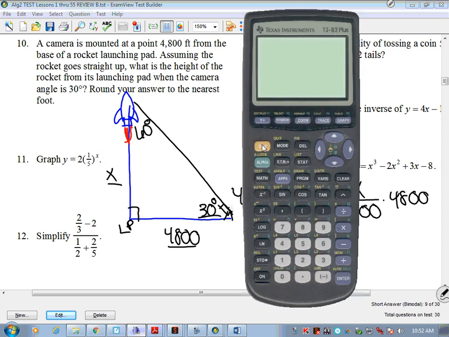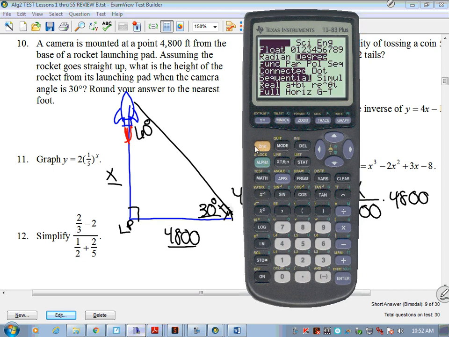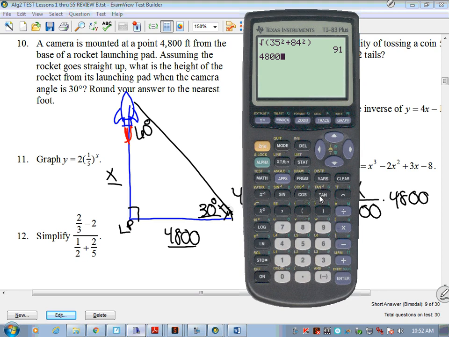Now, the first thing to check, anytime you're doing a question like this, is your mode. Make sure it's in degrees. All right, so I've got 4,800 tan 30, and that's coming out to 2,771, and I want it to the nearest foot, so it's 2,771 feet.